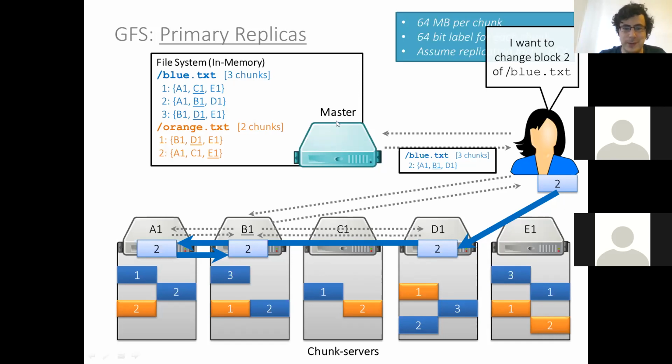So for sure, we want to avoid the master, but in this case, we don't even have to send the data to the primary chunk server. We can send it to any server, which allows us to balance the traffic a bit better. Only the control data, only the metadata goes through the primary chunk server.